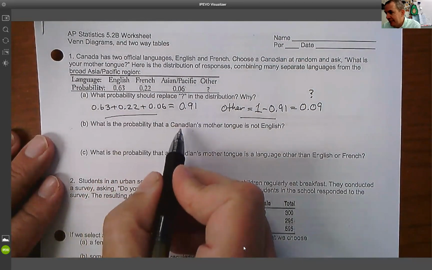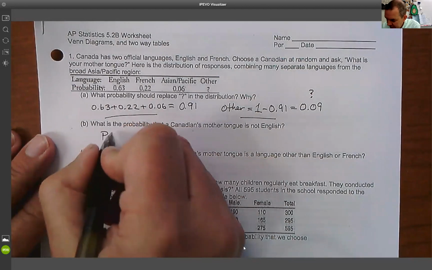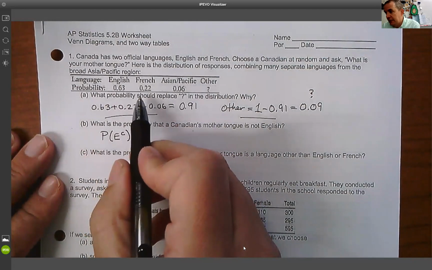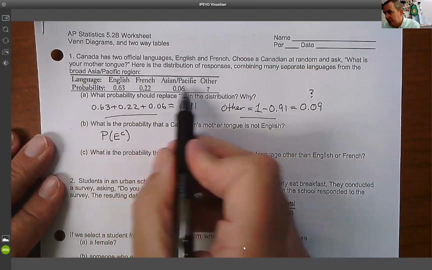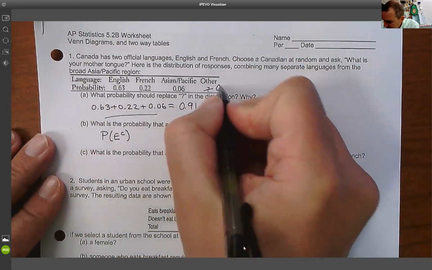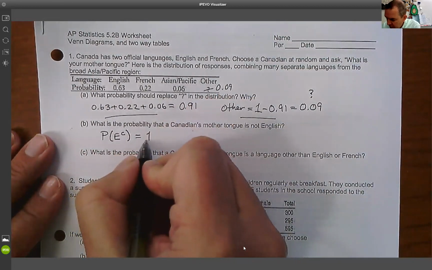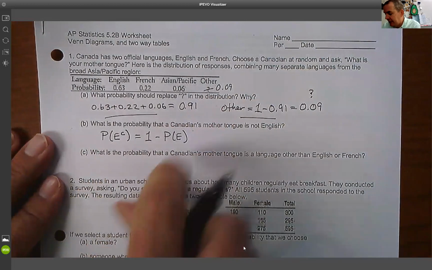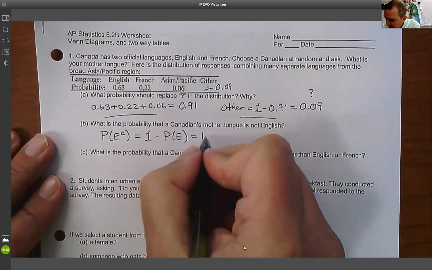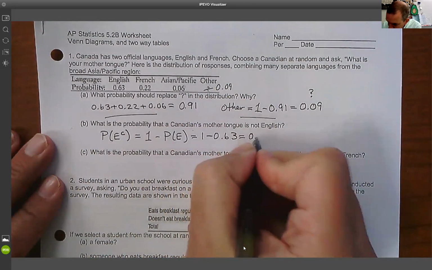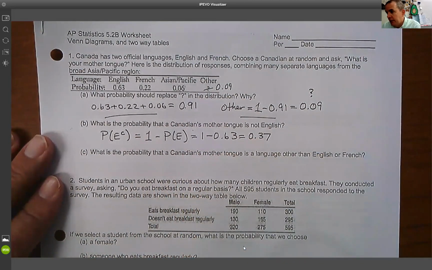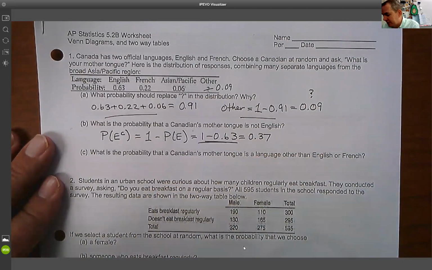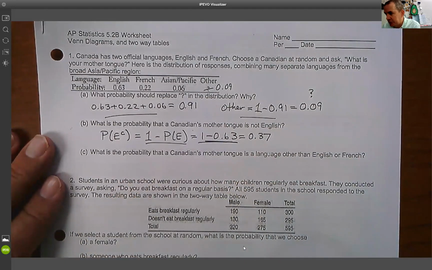What is the probability that Canadians' mother tongue is not English? So again, this is asking for the probability of not English. One way you could do it is add up all of these: 22 plus 6 plus 0.09. Or the other way is 1 minus the probability of English. That's what the complement means: taking out the stuff you don't want. So 1 minus 0.63 gives me 0.37. Again, the big part of work would be showing that 1 minus 0.63. You don't necessarily have to show that, but if it helps you remember, do it.